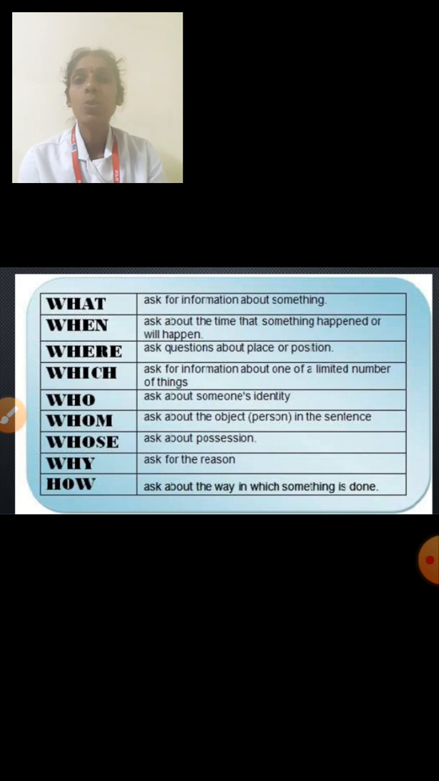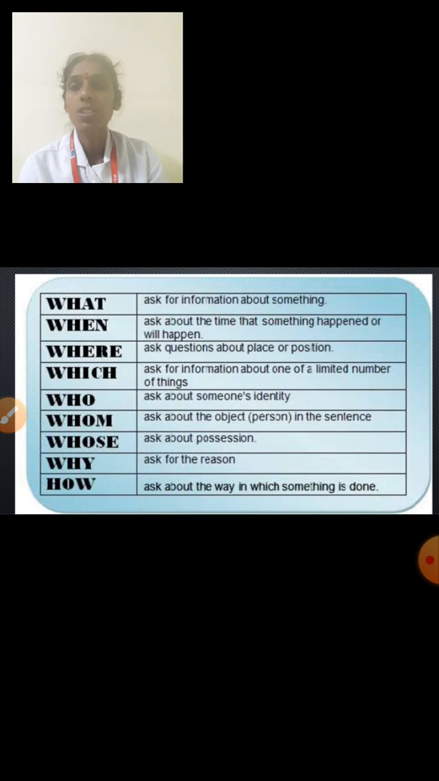Next, where: we will use it to ask a question about a person or a place. And which: we will use it for asking information about one of a limited number of things. Who will ask about someone's identity. Whom asks about the object person.